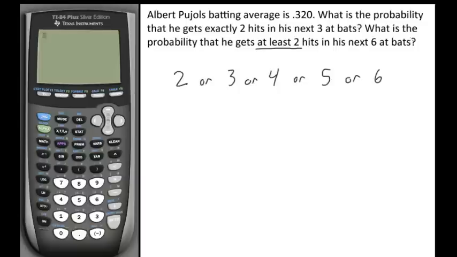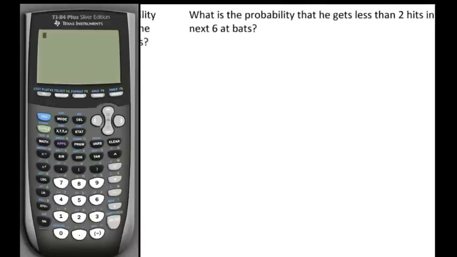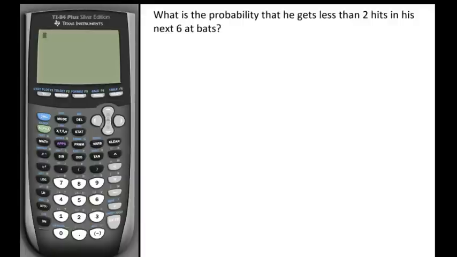So first what we're going to do is answer a similar but different question: what is the probability that he gets less than 2 hits in his next 6 at-bats? Which is the exact opposite of the question that we were originally asked, the probability that he gets 2 or more hits, or at least 2 hits. So the probability that he gets less than 2 hits would be the probability that he gets either 0 hits or just 1 hit. And the reason we want to answer this question first is because we can answer it a lot easier, which then enables us to answer the other question in a very easy way as well.